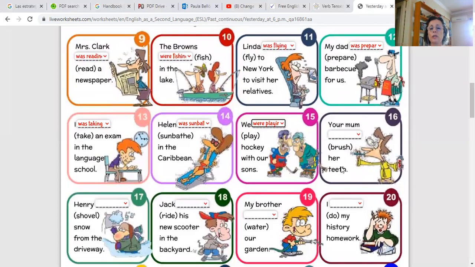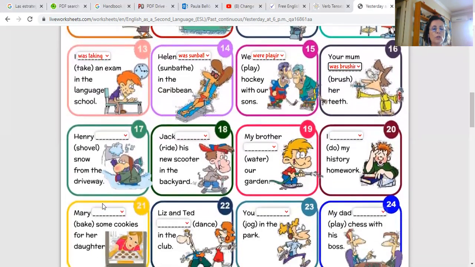Your mom was brushing her teeth. There you have another collocation. Brush your teeth, brush your hair. So your mom was brushing her teeth. Yes. Shovel the snow. Here you have another collocation. Este es el verbo para decir sacar la nieve con pala. Henry was shoveling. Yes.